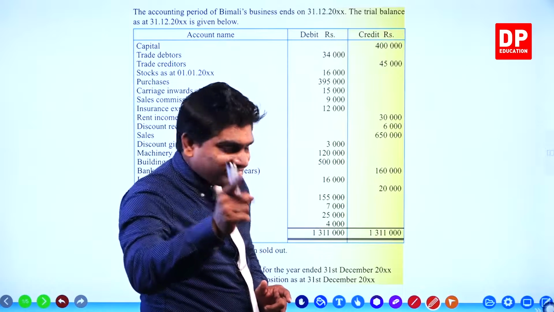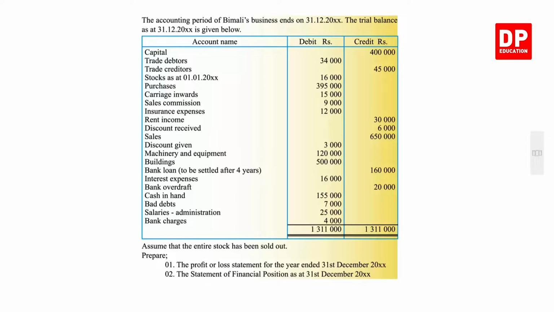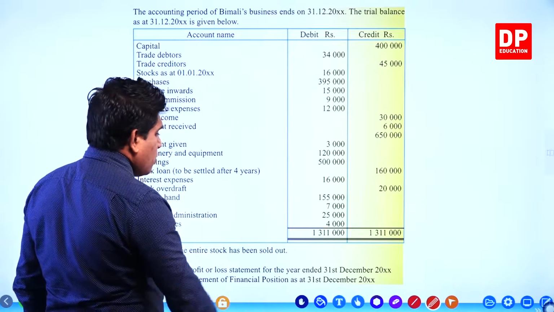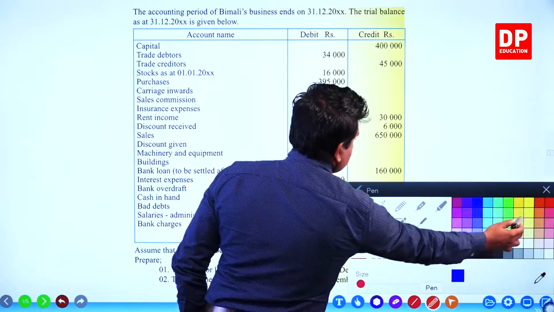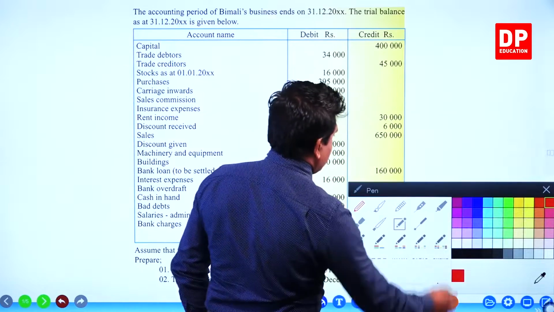Are you ready? Right. Now, the accounting period of Bimali's business ends on 31st December, you can think 2020. The trial balance as at 31st December in the same year, 2020, is given below. Now you know the method. In the previous lessons also I used the same method.